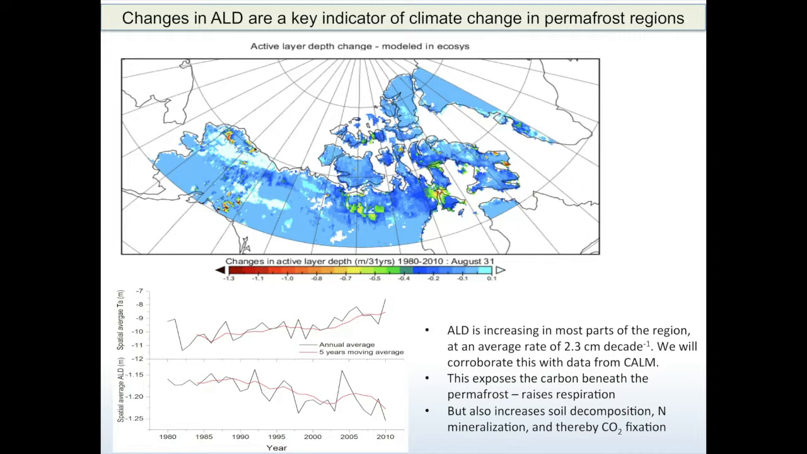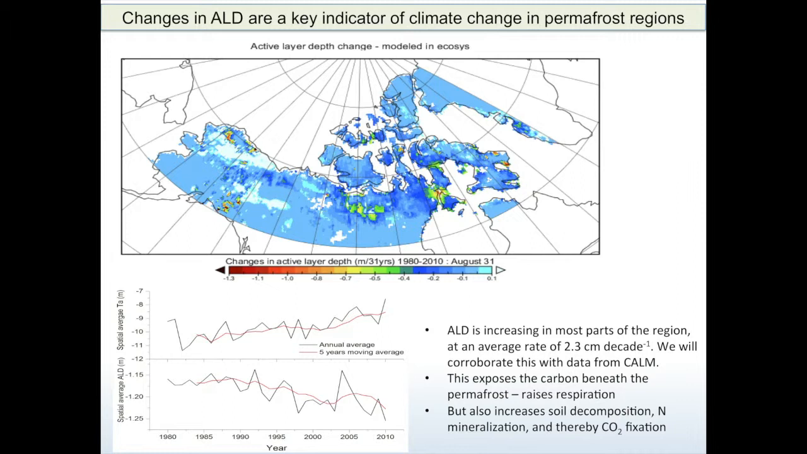When I first started looking at global carbon balances, there was something like 1,600 billion tons of carbon in soils worldwide. It's now estimated that there's about 1,600 billion tons of carbon just in permafrost soils. So that estimate's gone way, way up with subsequent developments. It should be noted, however, that all that carbon will also increase soil decomposition and mineralization, and thereby CO2 fixation. So there's a bidirectional response to that deepening, which needs to be reflected in the modeling work.